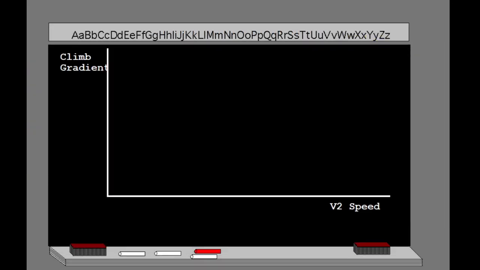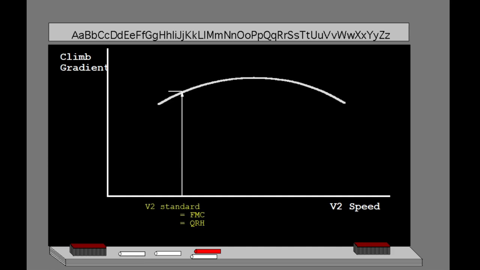Let's look at how climb capability changes with speed. The graph shows the climb gradient capability for the standard takeoff safety speed, V2. At the climb limited takeoff weight, this gradient is equal to the minimum required gradient. In the case of a two-engine airplane, the minimum is 2.4%.